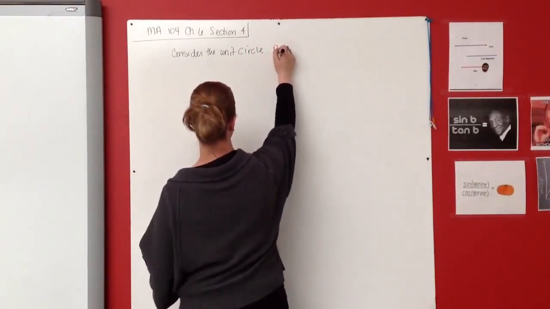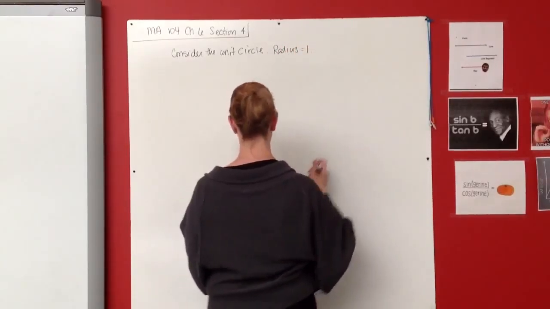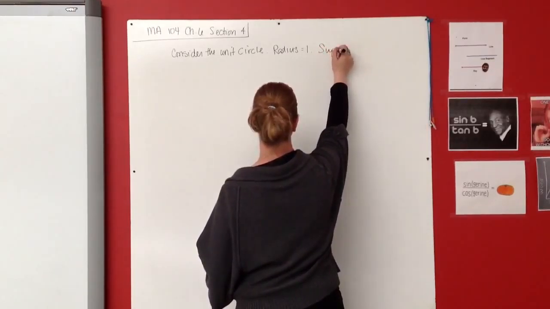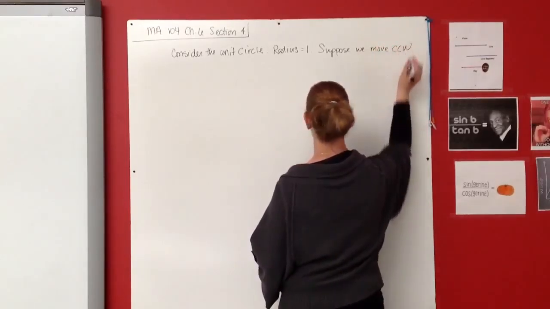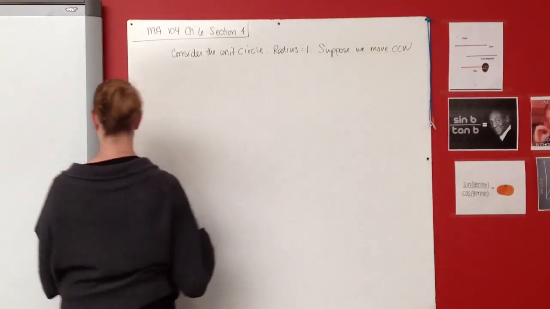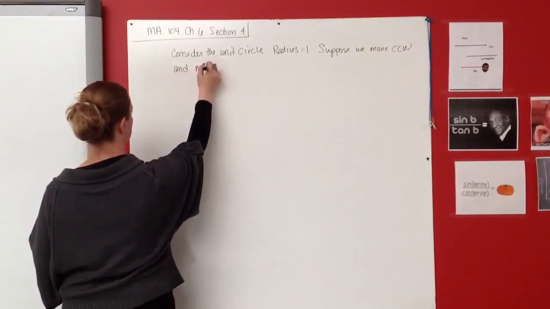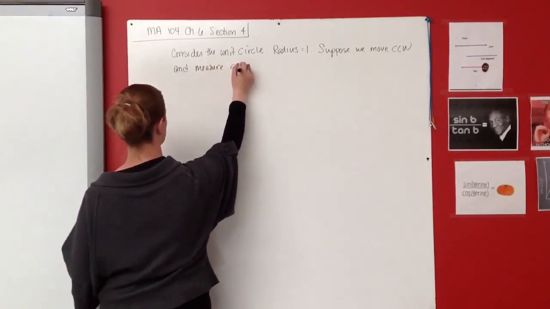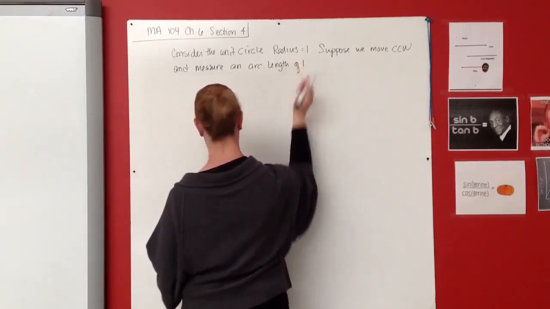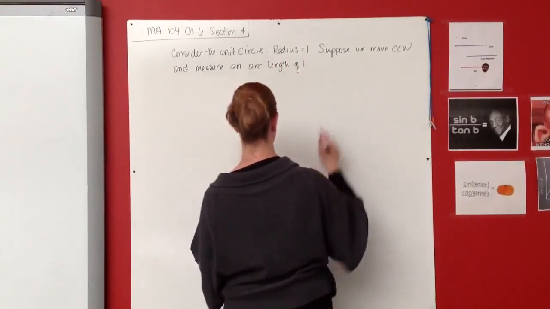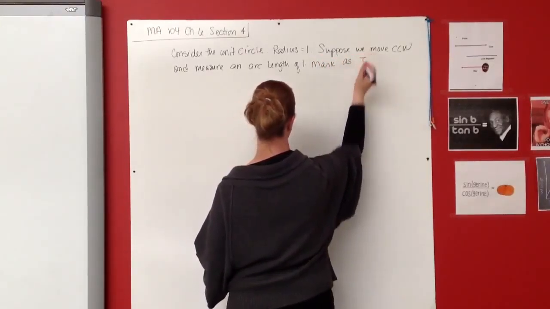Recall that the radius is 1. Suppose we move counterclockwise. And don't forget, counterclockwise is a positive movement. And measure an arc length of 1. Mark that point as T. And T is an arbitrary label.